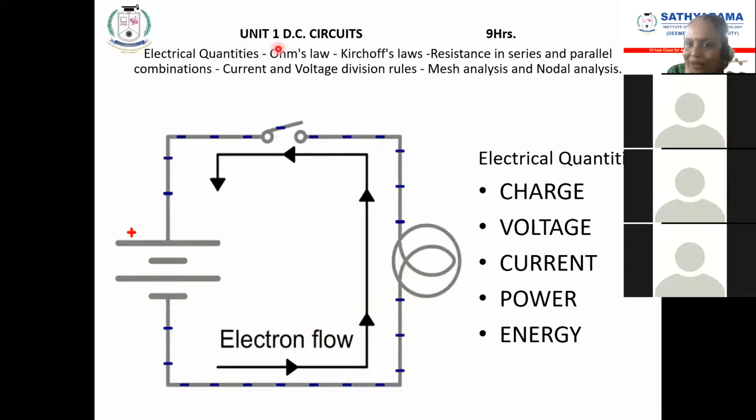Unit 1, DC circuits. DC, I told you, is direct current. We will see in detail what the topics are. Unit 1, DC circuits, is the heading of this unit. And totally how many hours? They allocated 9 hours. So within 9 hours, I am supposed to complete my first unit.